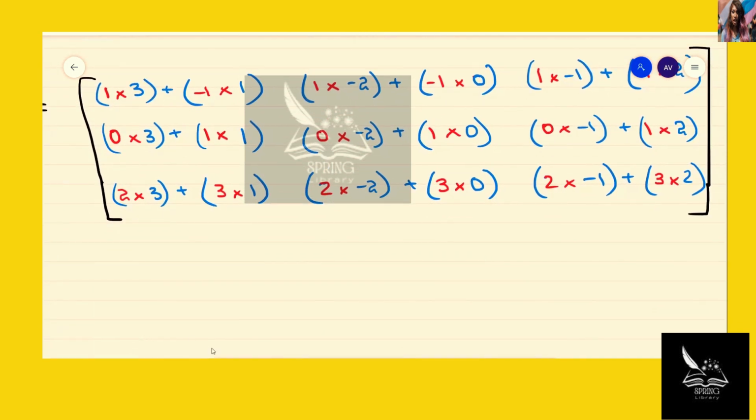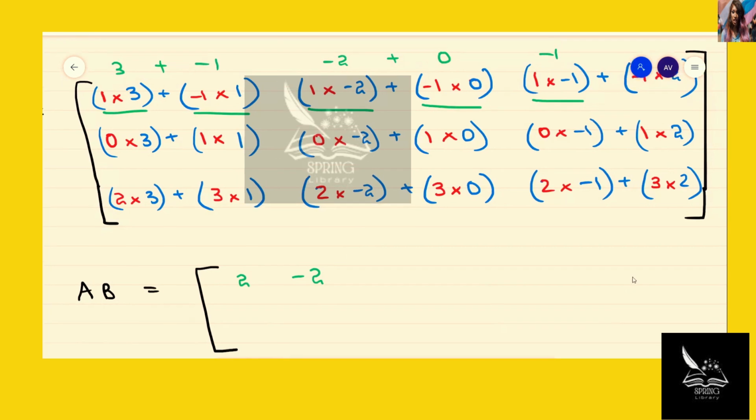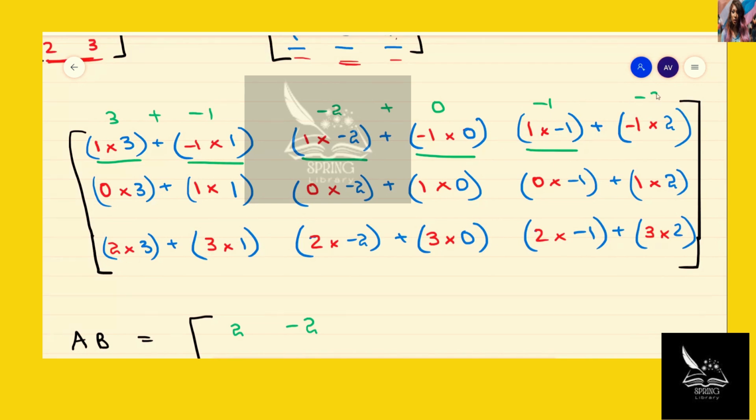Now we just have to evaluate each of these expressions, right? So let's start with the first element. We have 1 times 3, that is 3, minus 1 times 1 is minus 1. 3 plus minus 1 is equal to 2. Then we have 1 times minus 2, which is minus 2. Minus 1 times 0 is 0. Minus 2 plus 0 is minus 2. 1 times minus 1 is minus 1. And minus 1 times 2 is minus 2. So minus 1 plus minus 2 is minus 3.